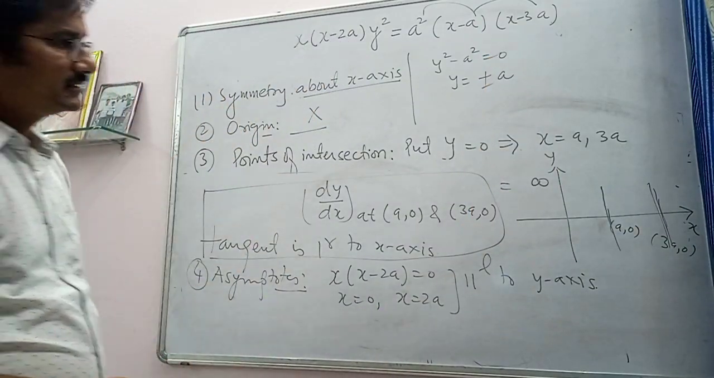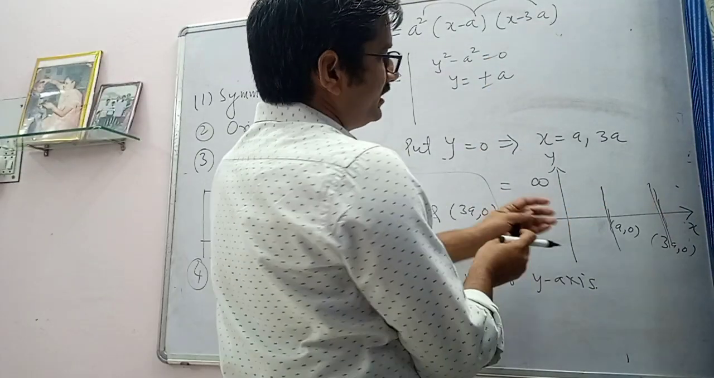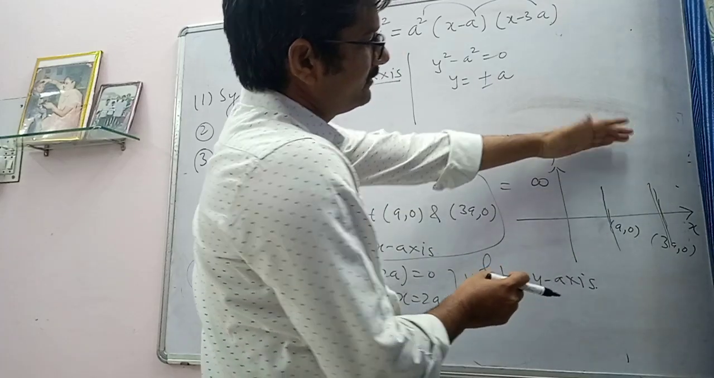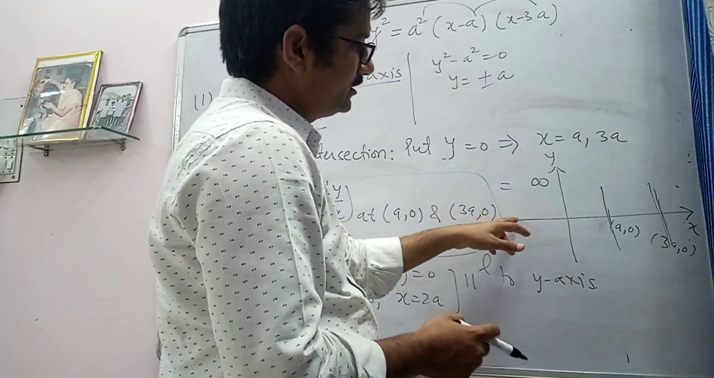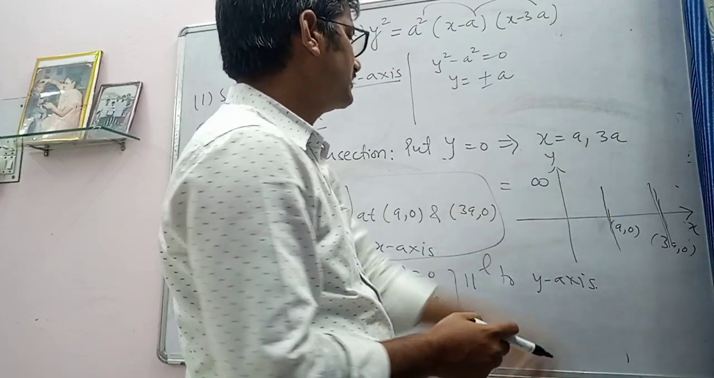Symmetry about the x-axis. So we will trace the curve above the x-axis, and with the help of the symmetry, we can make the image of this, treating the x-axis as the mirror.